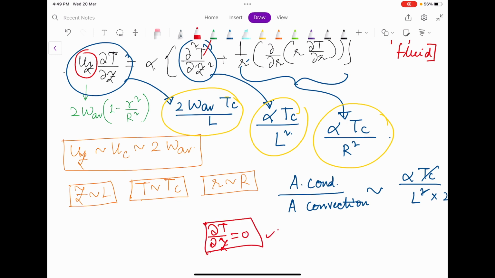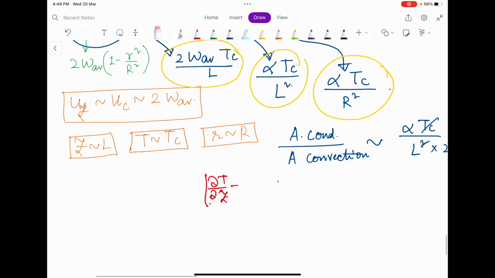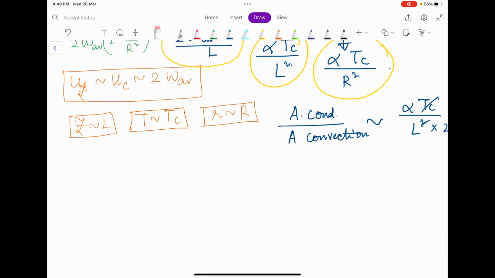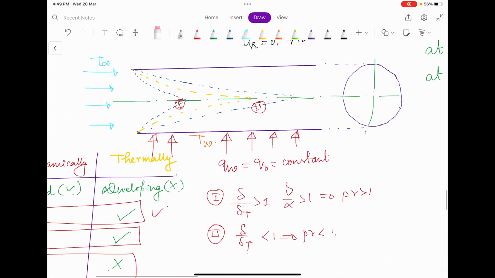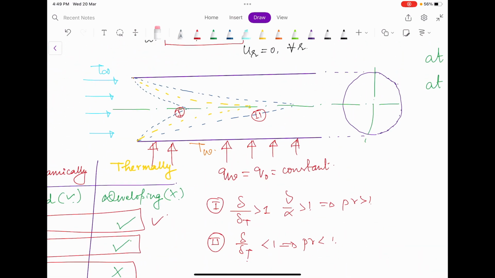So why should you not answer that? See, if del T del Z is 0, then what does that mean? That you are giving some heat, but the temperature of the fluid when it travels along the wall, I mean the pipe, is not increasing. Is that possible? So that is not possible, right?